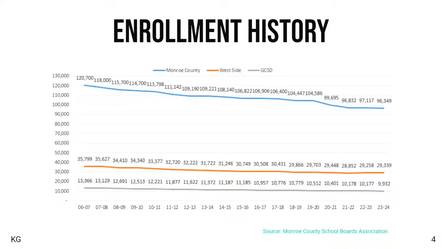So, enrollment history here. So much of state aid is obviously connected to enrollment, so enrollment certainly is important. What you see here in the blue line is Monroe County, so you can see how enrollment is declining, and that's something that we know. We've been paying attention. New York State, Monroe County, and then you'll also see in the orange line, that's the west side of the county, and then the gray line is Greece. So while we are declining, you will see we're pretty flat. Even though those numbers are down, I think it's important to note that probably not at the same rate as other areas.